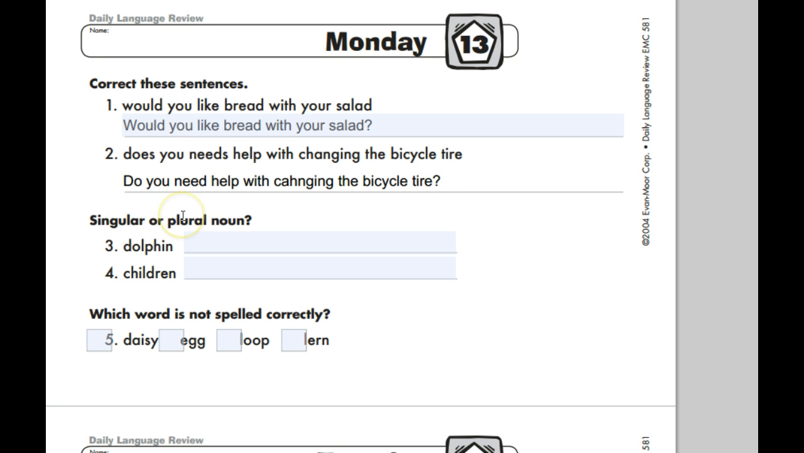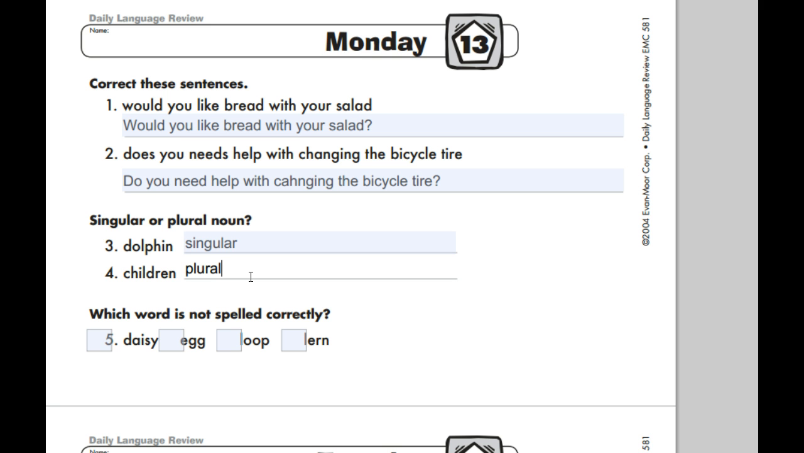So, singular or plural? We have done a lot of work this year with those two words. So I hope that you remember that singular means one and plural means more than one. So dolphin is singular because there's only one. And children is plural. It's an irregular plural, but it is plural. It means more than one child.